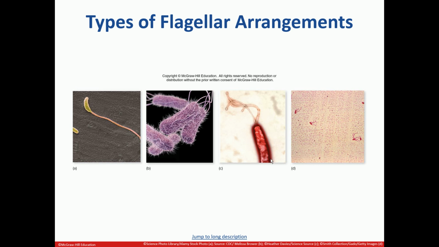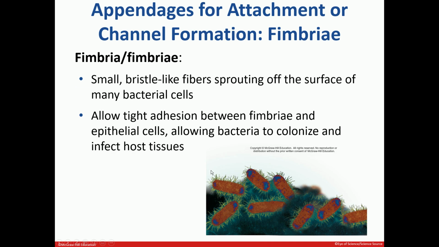Okay, now this is fimbriae. You can see fimbriae, these are short appendages, short, small bristle-like fibers, and they basically help in adhesion. So the bacterial cells, if they have to infect some host, first of all they need to attach to the host cell's surface, and they attach through the fimbriae.